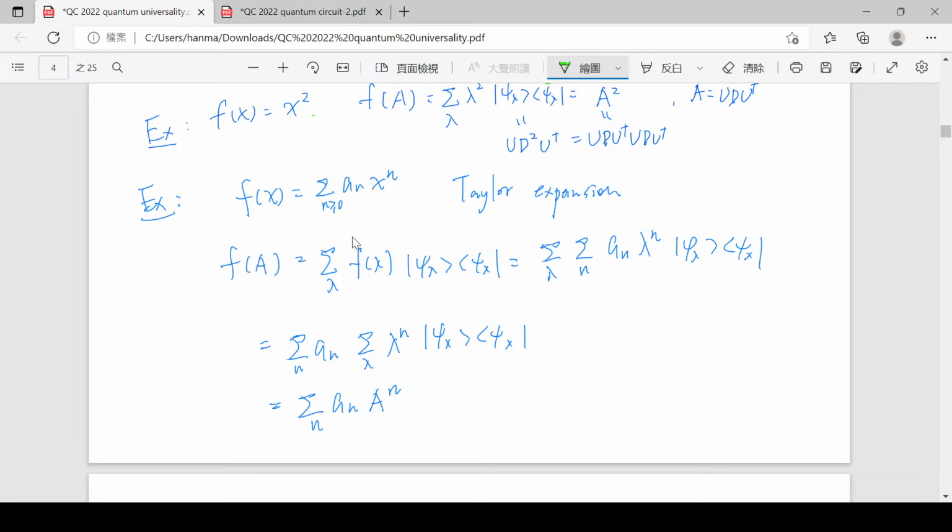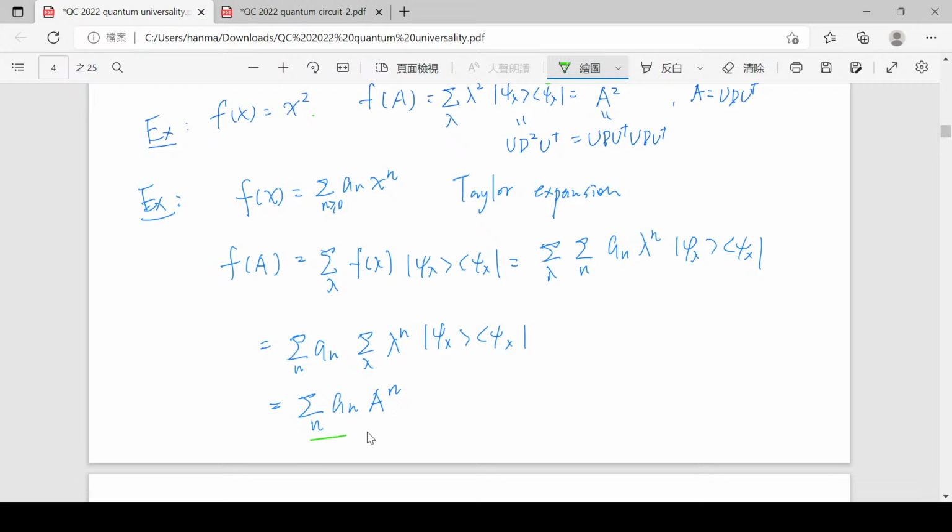Then the last thing is apply f on lambda, and then you can do Taylor expansion on this f of lambda. So it should be summation over n, a_n lambda to the n. Now you switch the order of summation, as we always do. And now we have this sum of lambda and psi n. And just like this A squared example, this sum of lambda and psi n is actually A to the nth power.